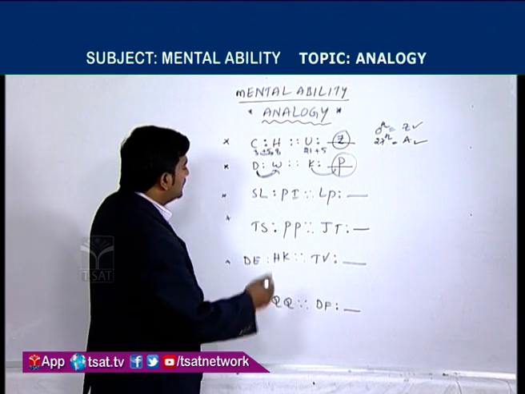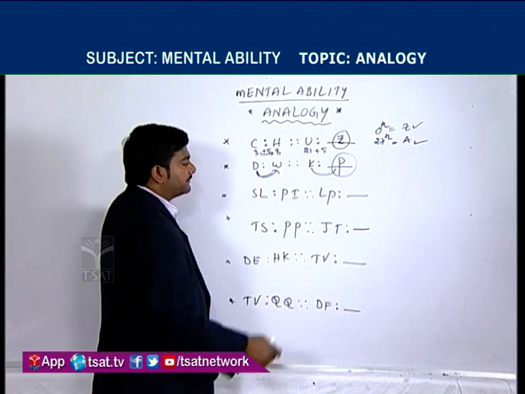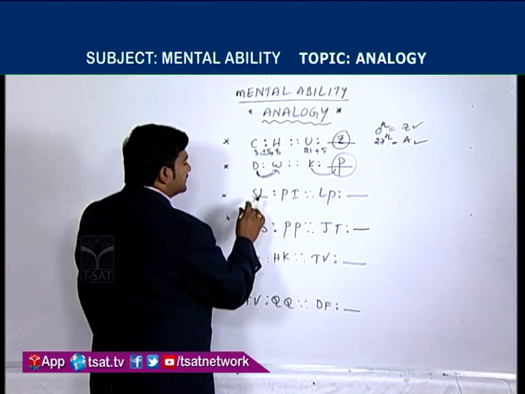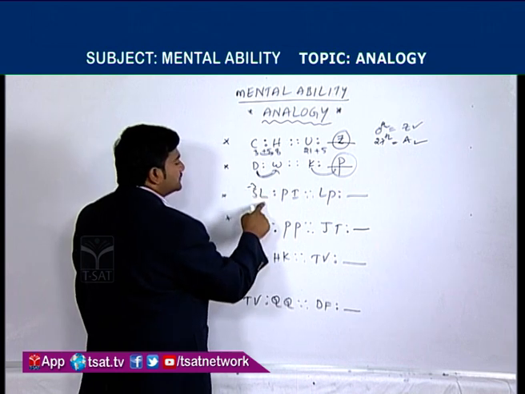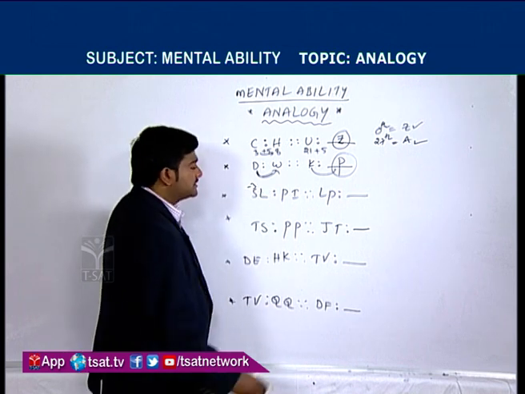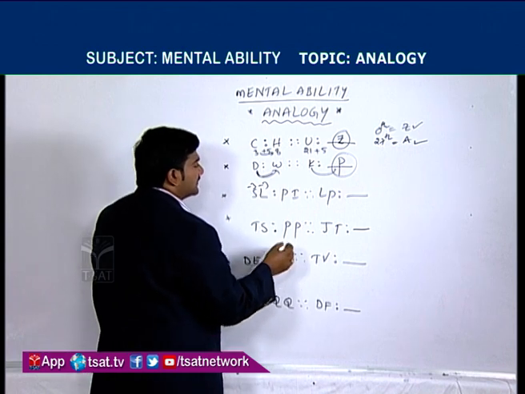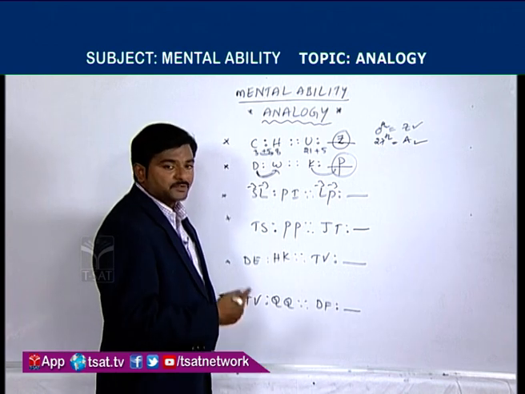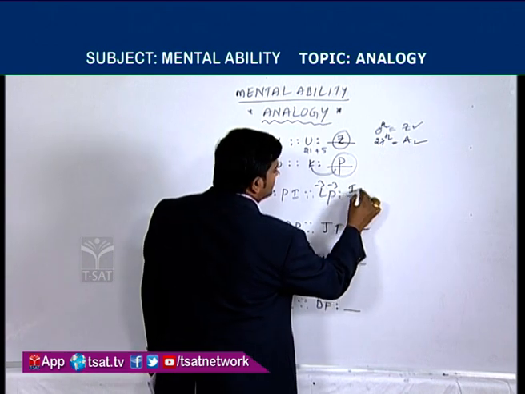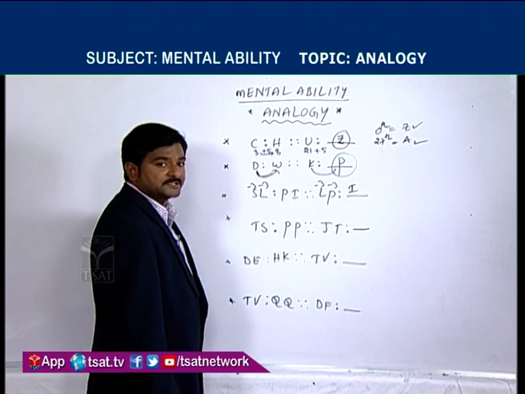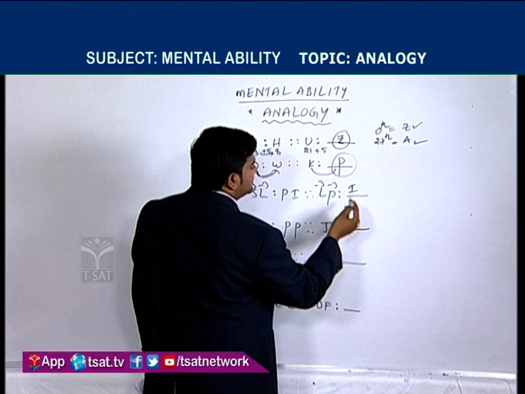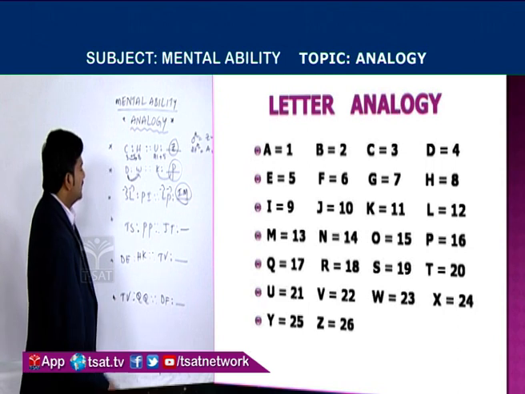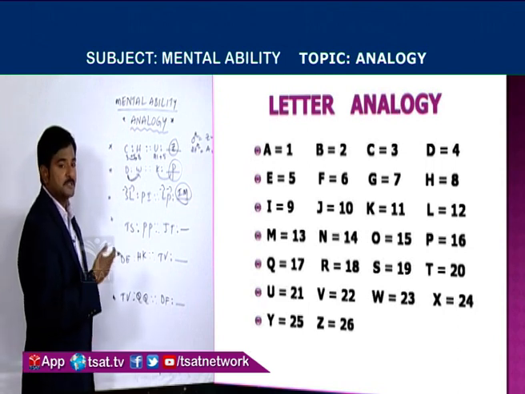Like now, SL is to PI as LP is to dash. See, S means 19, P means 16. 19, 16, it reduced by 3. L means 12, I means 9. Again 3 reduced. That's why it is very clear. We have to reduce 3 from these two letters. L means 12. 12 minus 3 means 9. 9 means I. P means 16. 16 minus 3 is 13. The 13th one is M. Okay, it's very clear.